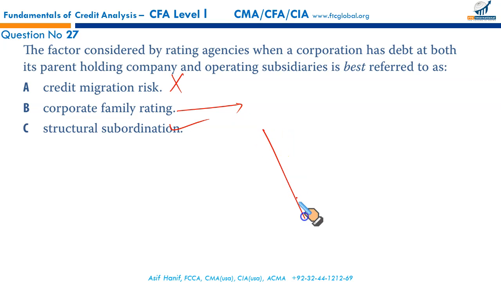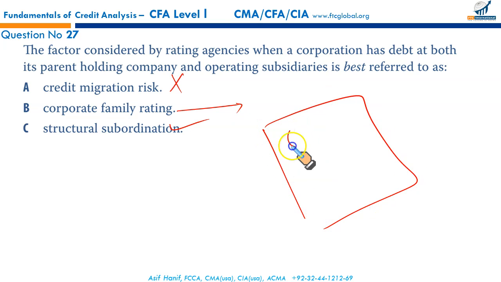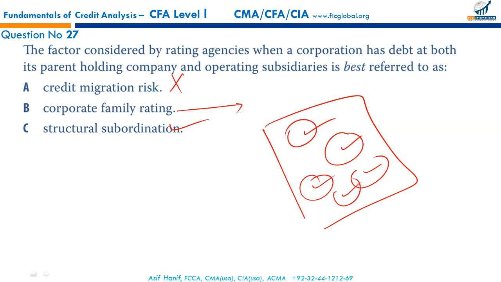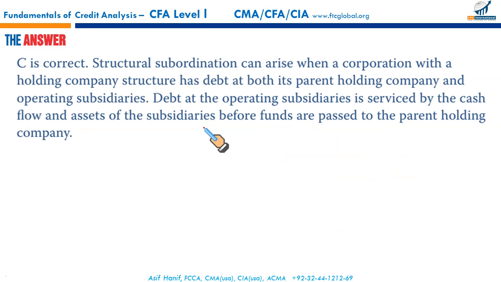Okay, now let's say this is the corporation. It might have issued different types of bonds by various member firms or affiliates. They are part of the same corporate group. So ratings issued to such a group of families or corporate families are called the corporate family ratings. So clearly this is not what we're looking for. So that's clearly C. C is our correct option.